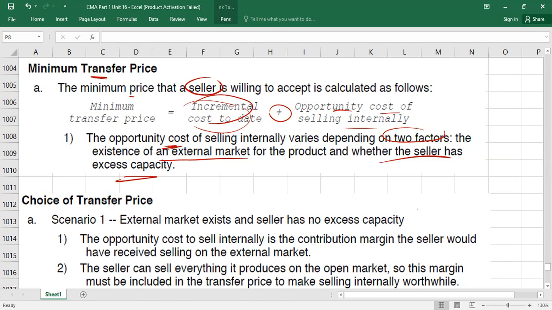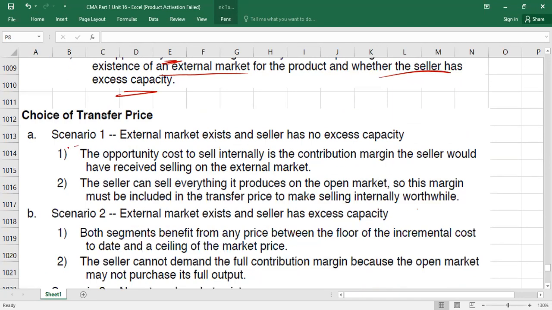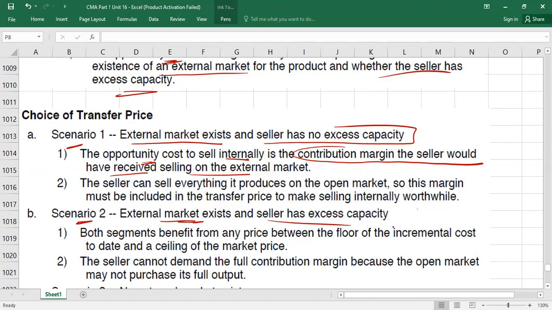Now, scenario number 1, please look here. If an external market exists, but the seller has no excess capacity, it means the seller is operating at full capacity and the external market is there. Then what is the opportunity cost? Opportunity cost to sell internally is the contribution margin that the seller would have received selling on the external market. In simple words, whatever you will lose through the sale internally, you are losing on the external market. That is going to be your opportunity cost. Understood?